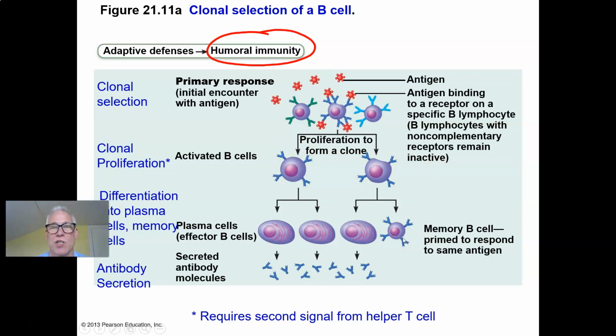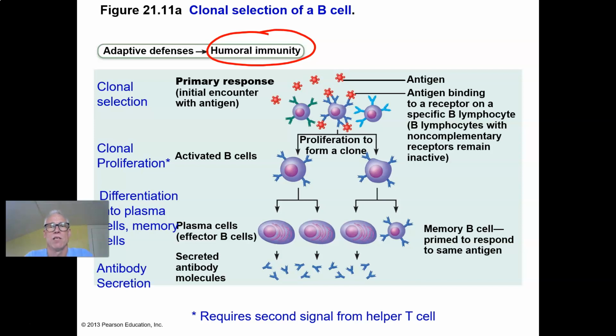Memory isn't some magical ethereal thing like when you remember something from childhood. It's physical cells. They're pre-programmed cells that are coming from this proliferation step. They've been clonally selected, activated, proliferated, and now we're just going to keep a few of them and save them in case we're exposed to the same antigen again. Something new and different is going to happen.